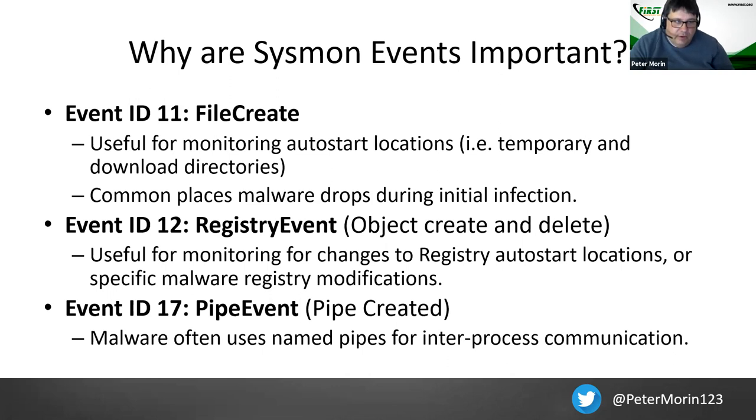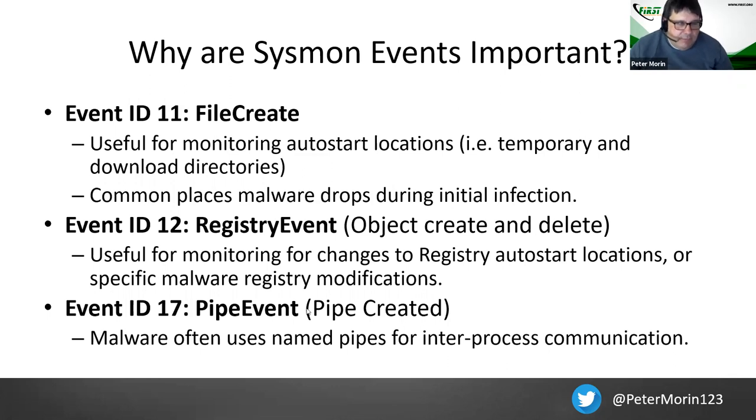If I have an event ID 12, a registry event, object create or delete, so I'm deleting an object in the registry or I'm creating one, it's useful for monitoring changes to the registry auto start locations or specific malware registry modifications. A lot of times malware wants to maintain persistence, so it's going to create stuff in your auto start locations, your run once, your run keys in your registry hives. If you're monitoring for those and it's out of the realm of normal, well, those could be potential events. I've also seen organizations that tie these to their ServiceNow, their change management system, so they're able to tell: no change was specifically scheduled for yesterday, but I'm seeing a whole bunch of registry changes. So flag those, right?